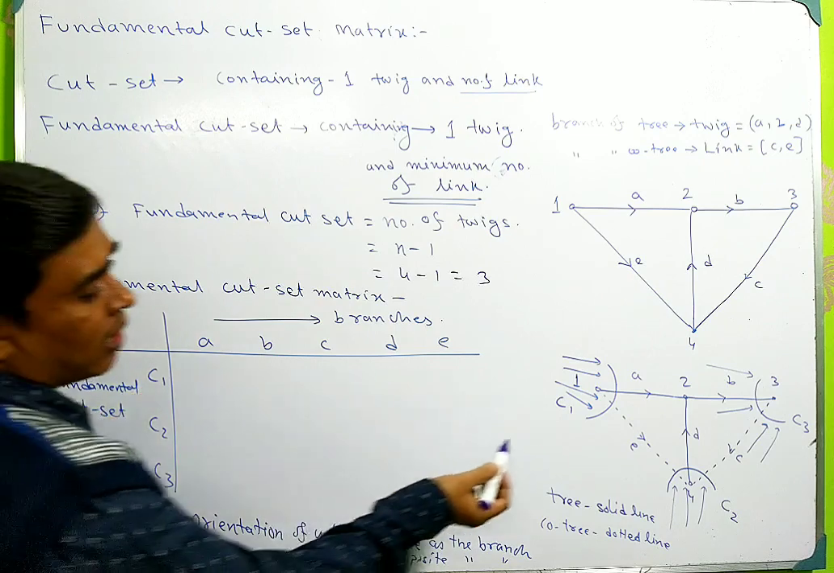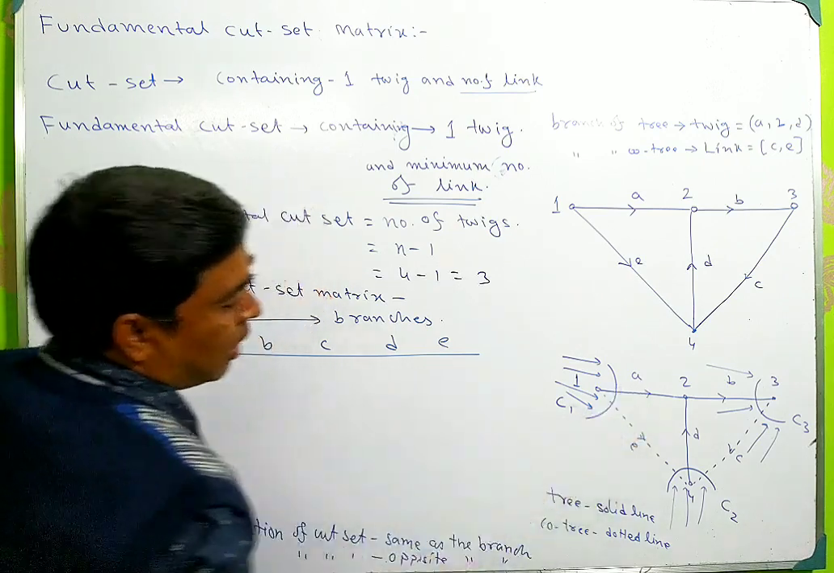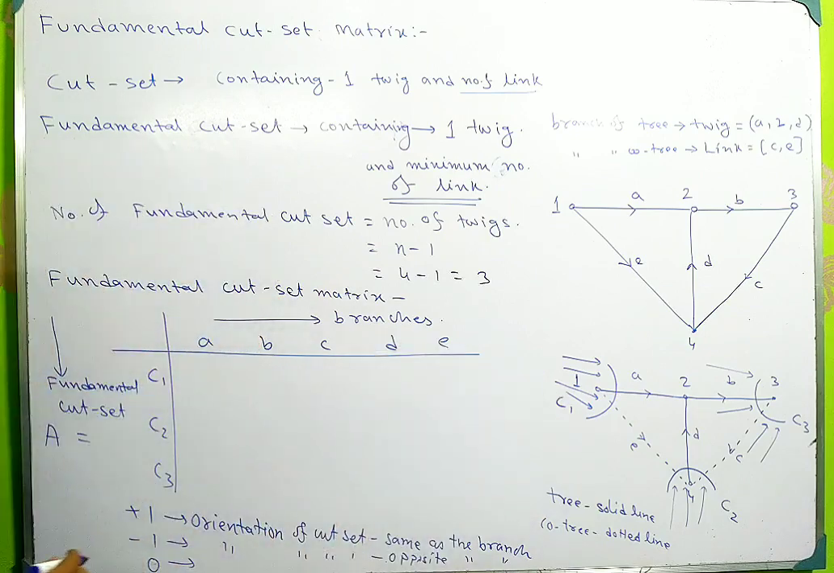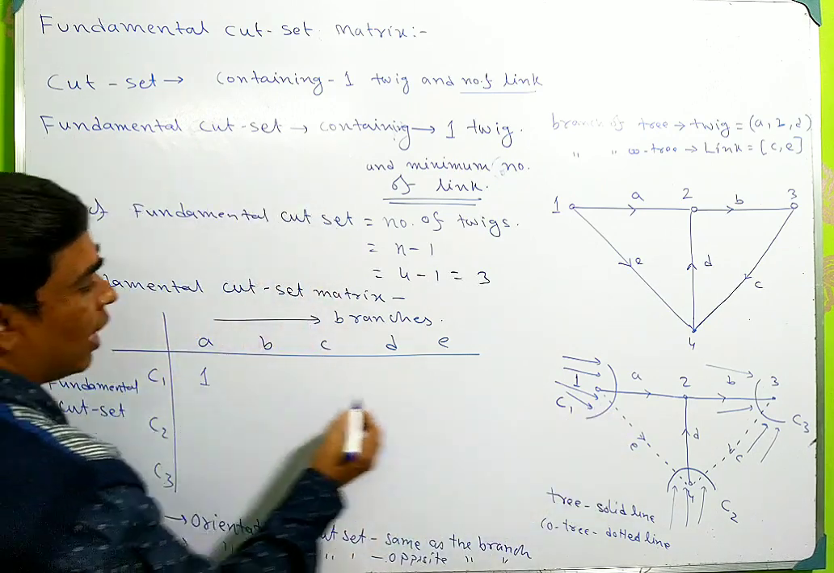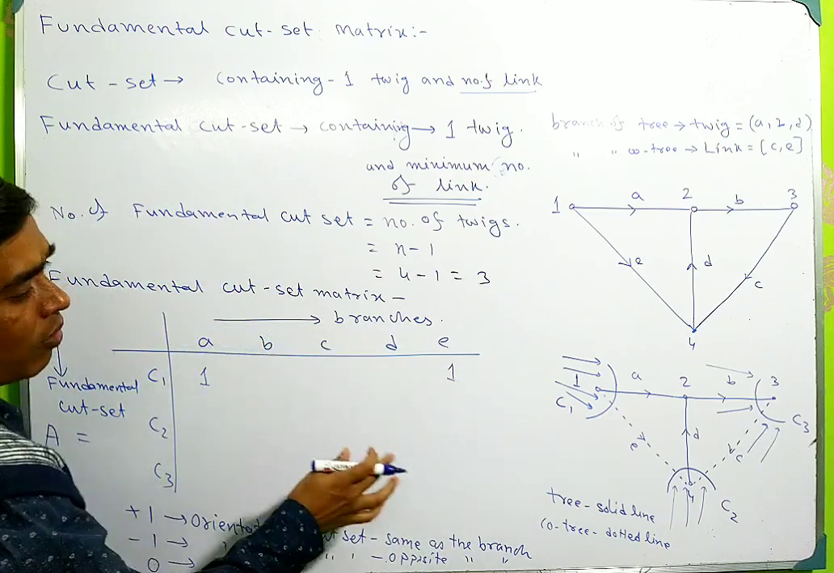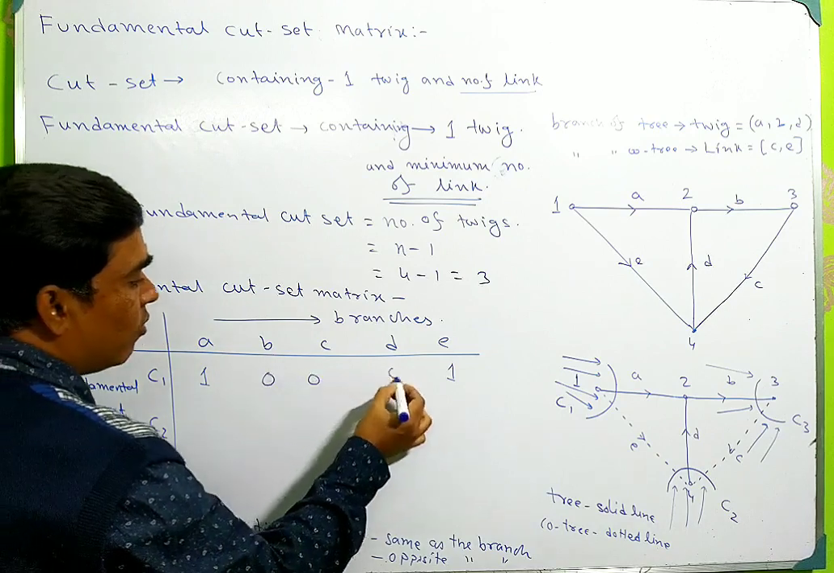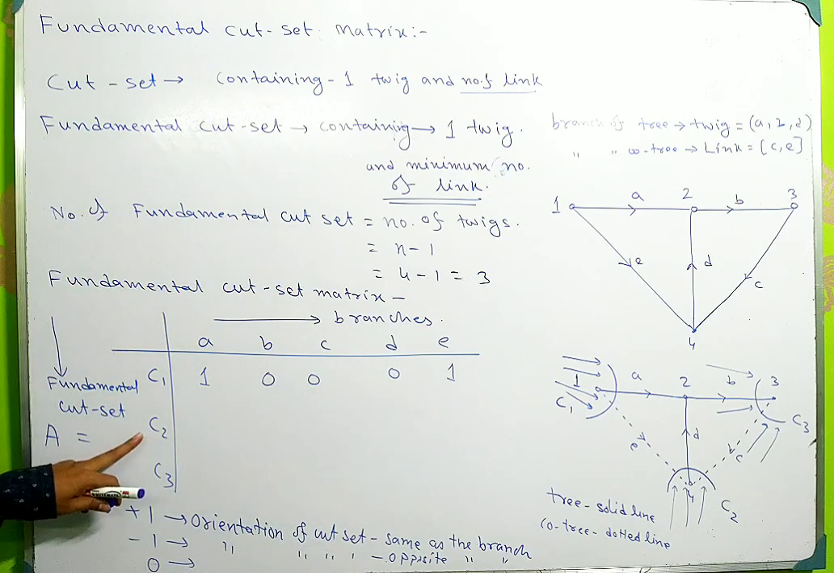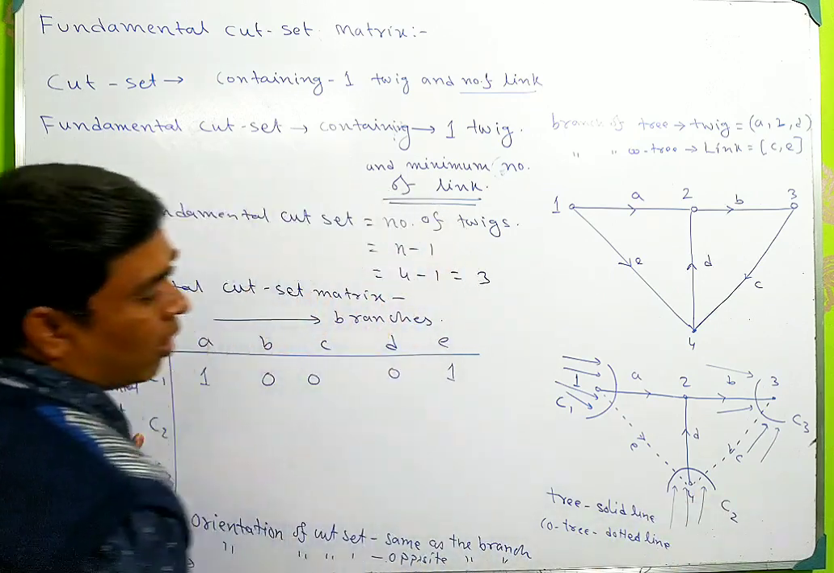From C1 there are 2 branches, E and A, in the same direction. So if this is the same direction, all are positive. This is A and E, so this is positive and this is positive. B, C, D are not connected to this cut set, so all are 0.